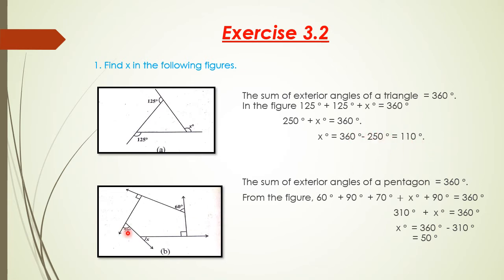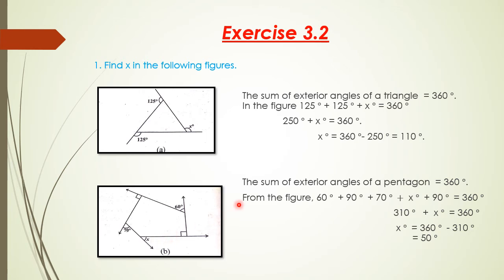Now, the second figure is the figure of a pentagon. And here we have 5 exterior angles. From these 5 exterior angles, we are given the measurements of 60 degrees and 70 degrees. Here the marking of 90 degrees is given. And the fourth exterior angle we can find from the given interior angle. The interior angle here is 90 degrees, so the exterior angle is again 90 degrees, since 180 minus 90 degrees is equal to 90 degrees. So we can find x.